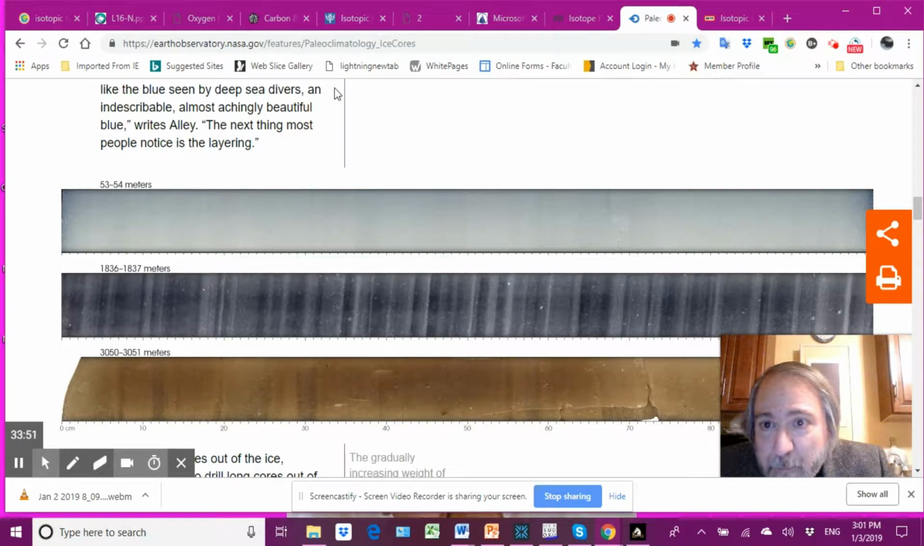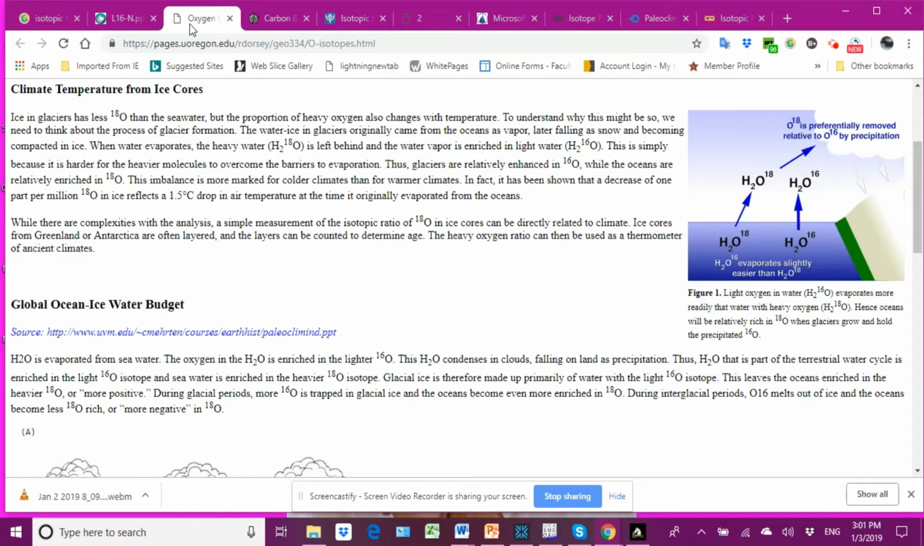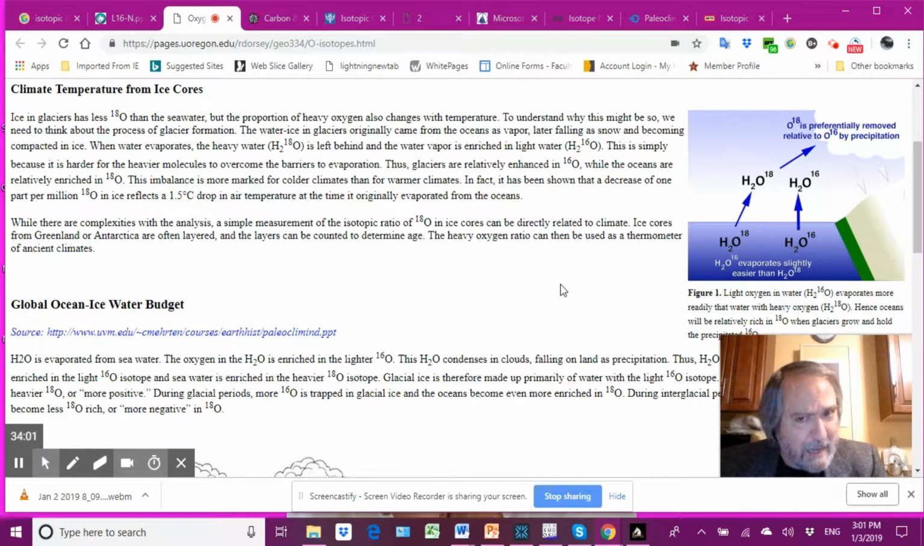So, I want to go to here. And this is kind of a recap, a reiteration. Climate temperature from ice cores. Ice in glaciers has less 18O than seawater, but the proportion of heavy oxygen also changes with temperature. And it is very sensitive. That's why I say we can get to 1/10 of a Fahrenheit degree, with 100th of a Celsius. We can get to that kind of level of precision.